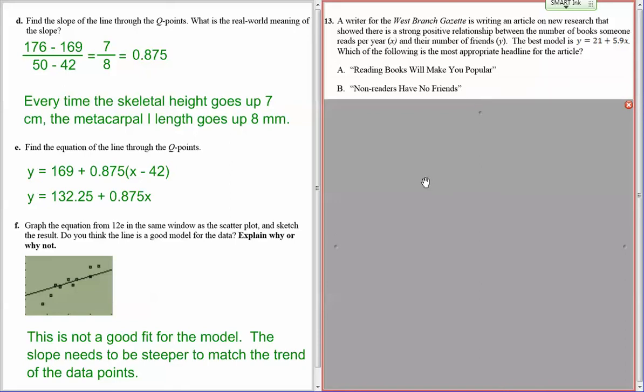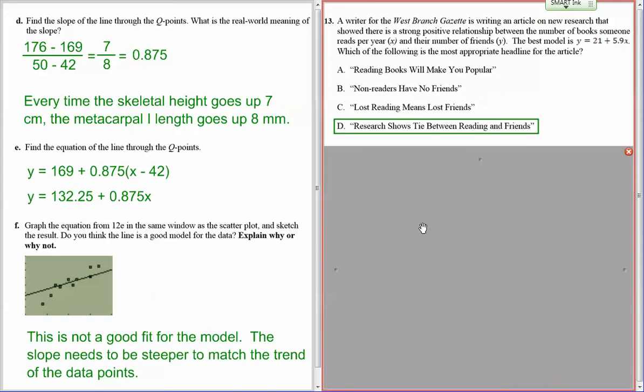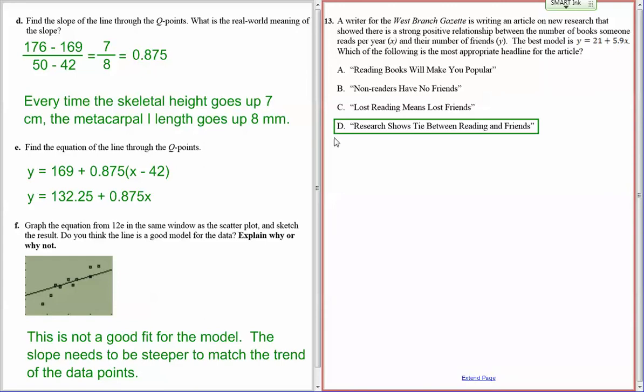Can we say that non-readers have no friends? Same thing. Just because there's a link doesn't mean that one's causing the other. Can we say that lost reading means lost friends? Again, correlation is not causation, folks. Correlation is not causation. All we can say really is that the research shows a tie between reading and friends. So it's not that one causes the other, or that necessarily one's going to make the other one happen. All we can say is that there's a tie between the two.